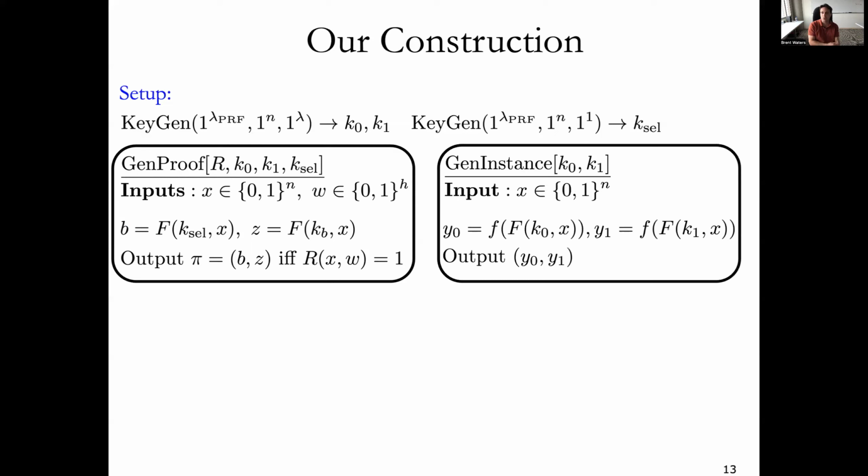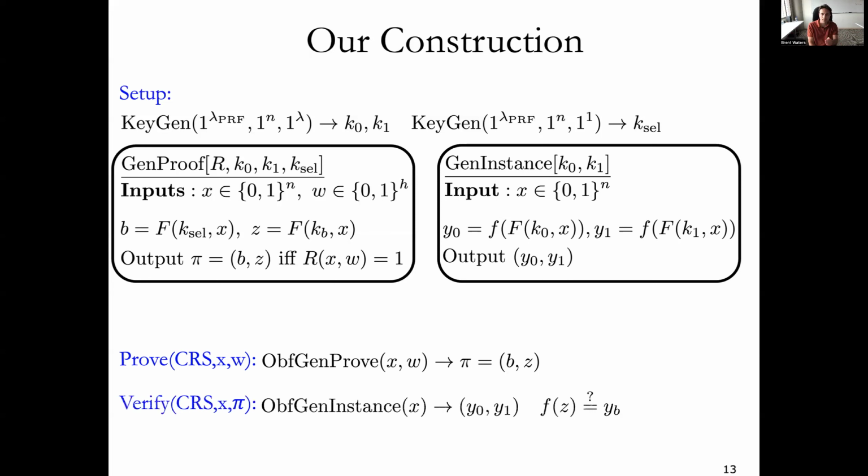Second, there's going to be another gen instance program, which now has two of these keys, and it's going to generate two images. So the first one, it's going to use capital F of K0 of X, and then run the one-way function on that to get Y0. And then similarly, to get Y1, it'll take capital F of K1 of X, and then run the one-way function on it and output both of these. Now to prove, again, I just input X and W, and I get this proof pi, which is like before, with the bit B telling which one I used. And then to verify, it's going to output two post images and check against the one that matches the proof. So essentially, we just have two copies of everything going through.